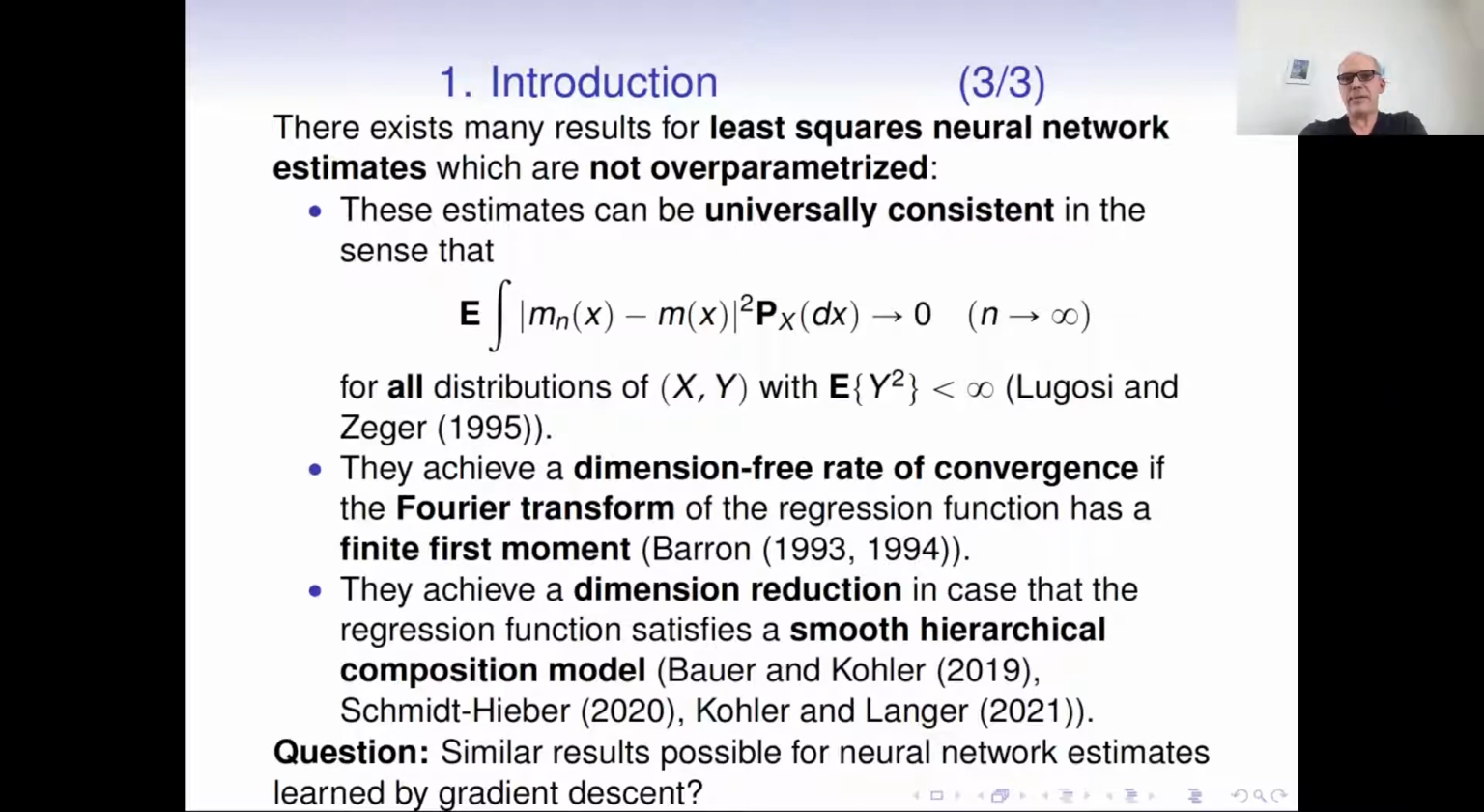And the big question is, can you get similar results also for neural network estimates learned by gradient descent? In particular, in case you are using overparametrized neural networks. I will give you a positive answer to the first question about universal consistency today. I have positive answers to the second question, but I'm not talking about this one. And I have no idea about the dimension reduction in case of a smooth hierarchical composition model for an estimate learned by gradient descent. That's an open problem.